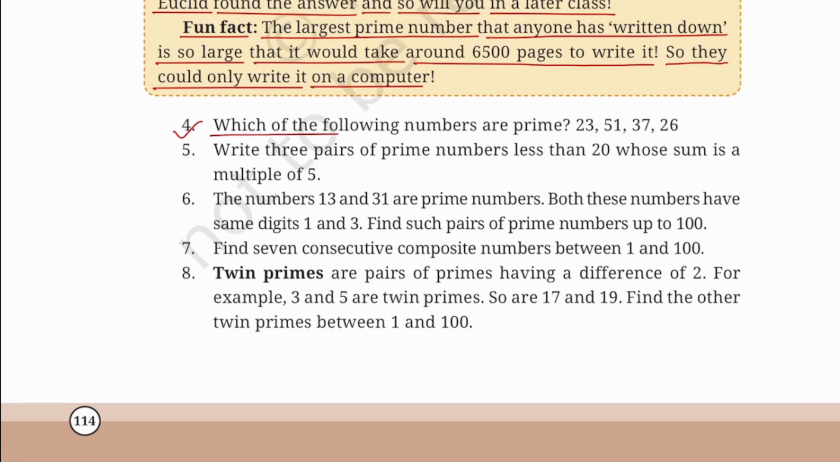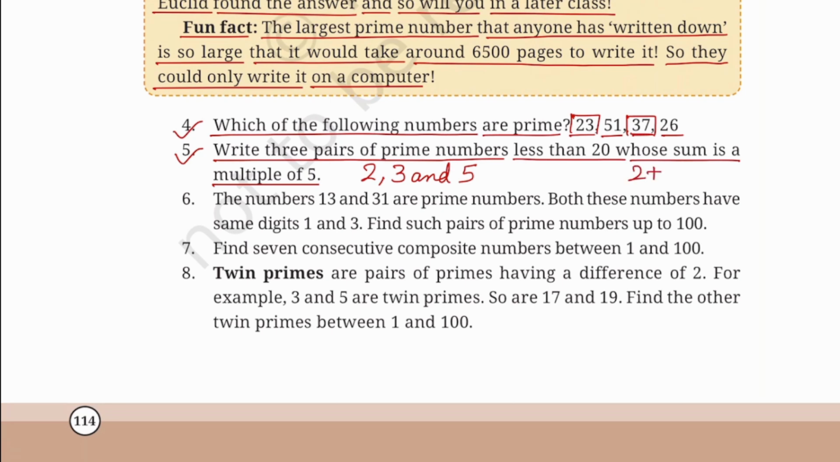4. Which of the following numbers are prime? 23, 51, 37, 26. The answer is 23 and 37 because they have only two factors, that is 1 and the number itself. 5. Write 3 pairs of prime numbers less than 20 whose sum is a multiple of 5. The answer is 2, 3 and 5.